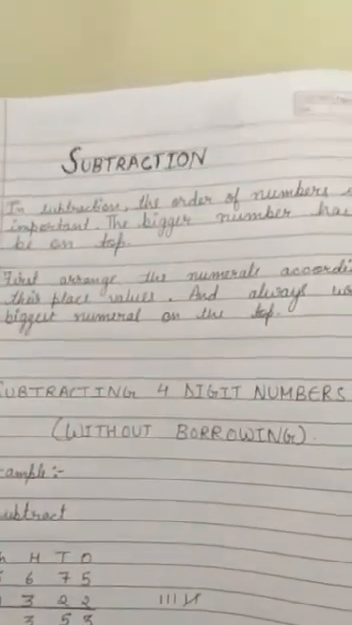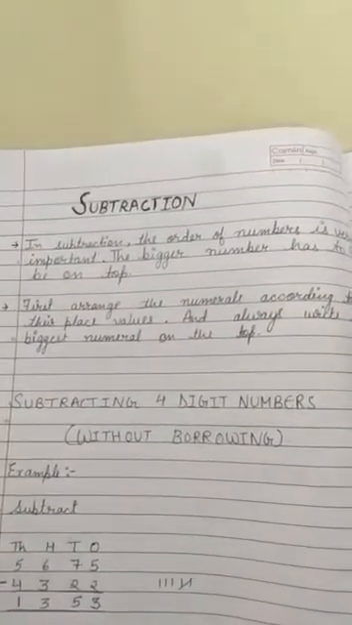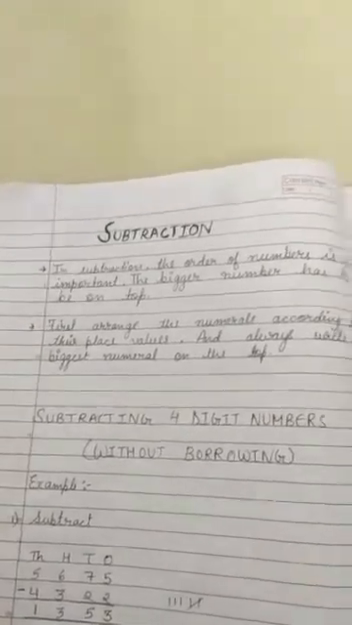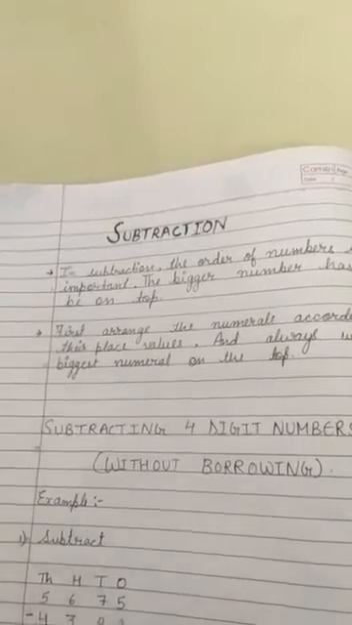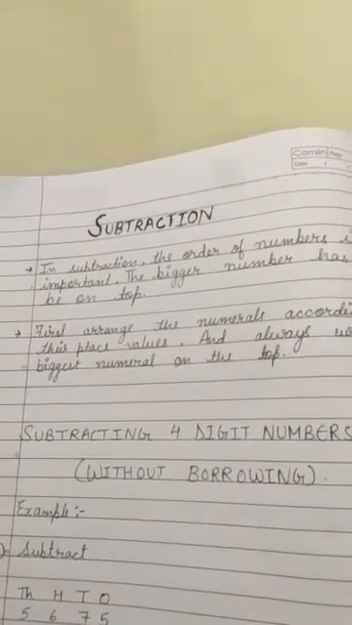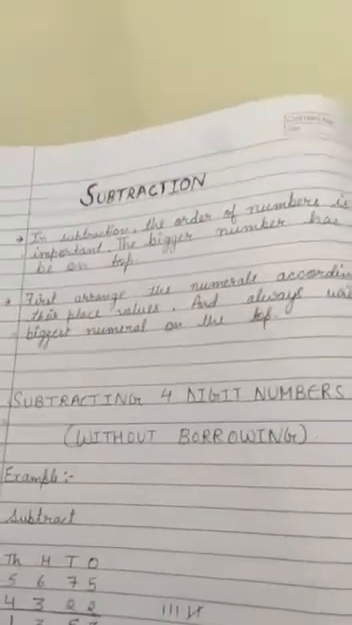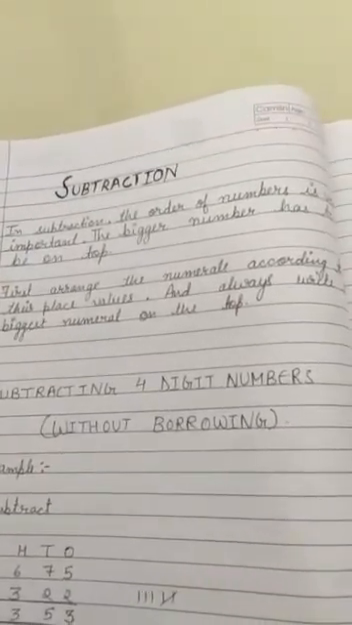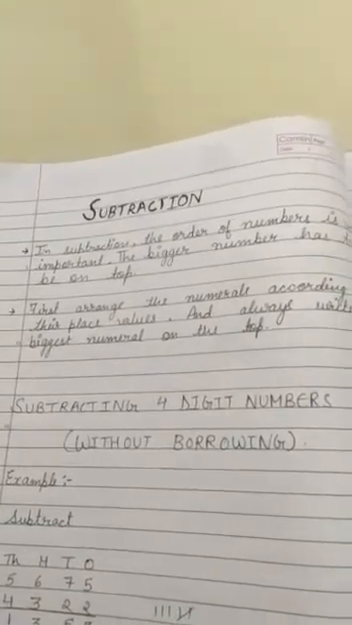In subtraction the order of the numbers is very important. The bigger number has to be on the top. If two numbers are given, you have to check which number is bigger and which is smaller. The bigger number we will write above and the smaller number below it. First arrange the numerals according to their place values, always with the biggest number on top, and then the smaller number will be down.